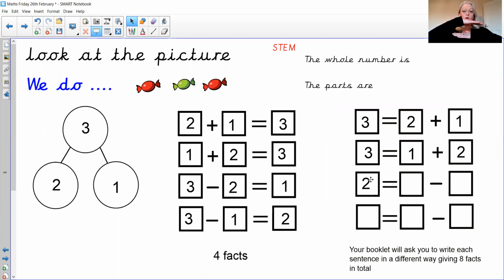is the same as what? It's the same as if I had 3 sweets and I took away one of them. So this part here is the same as 2. Or I could go the other way. This part here, 1, is the same as having 3 sweets, but this time I take 2 of them away. So 3 take away 2 is the calculation here, and it is equal to 1.